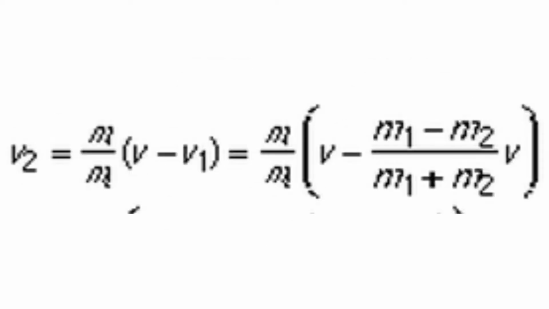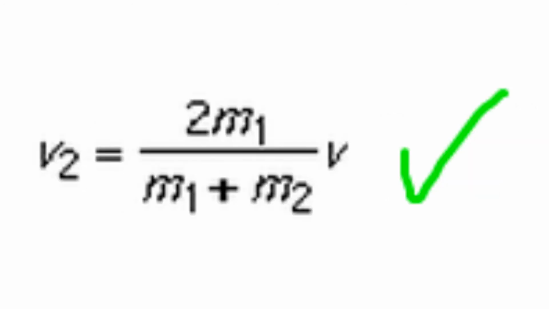by v. With the equation for v1 found, we're going to plug that back into the equation from the beginning, which was v2 equals m1 over m2 times v minus v1. With that, we'd get m1 over m2 times v minus m1 minus m2 divided by m1 plus m2, all multiplied by v. Shortening that down, we'd end up with v2 equals 2m1 over m1 plus m2 times v.